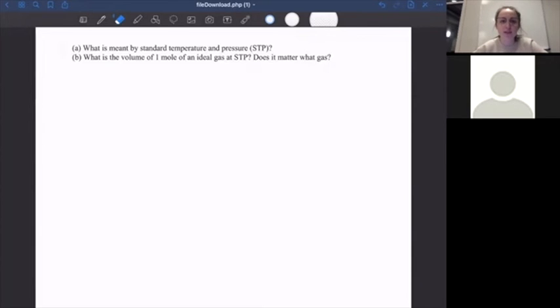What is meant by standard temperature and pressure, STP? And that means that it's at approximately 1 atmosphere pressure and it's at 0 degrees Celsius, which translates to about 273 degrees Kelvin. So make sure to remember that. And since I know the final is coming up, make sure not to get that confused with the other standard units that we learn later on.